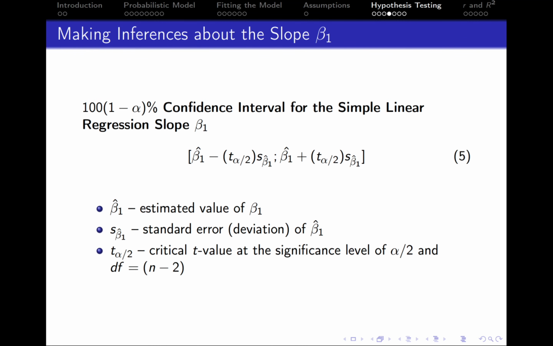In addition to doing hypothesis testing, we can also construct a confidence interval for the regression slope beta 1, and it's done in the following way. The lower boundary is equal to beta 1 minus the critical t-value at the level of significance alpha over 2 multiplied by the standard error of beta 1, and the upper boundary is beta 1, the estimated value of beta 1, plus the critical t-value at the significance level of alpha over 2 multiplied by the standard error of beta 1.